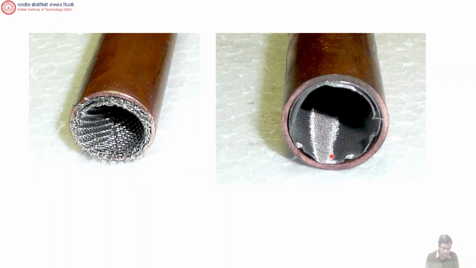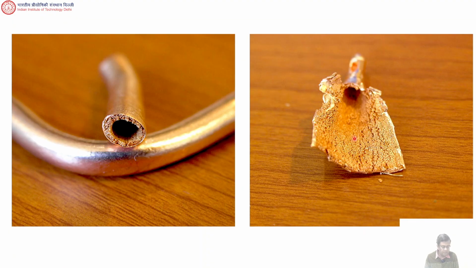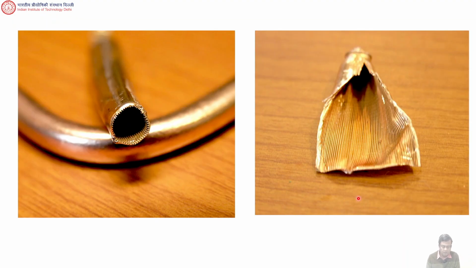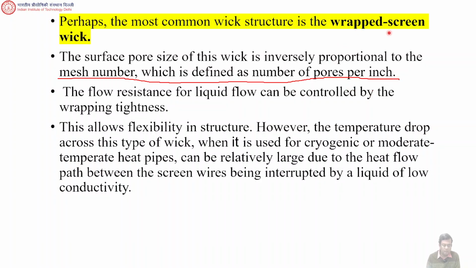So you know this, and this is our wrapped screen. This is sintered metal. This is grooved, correct? And this wrapped screen wick is quite common. The example that we are looking at, there are two screens which are wrapped, isn't it? Two 500 number screens which are wrapped.